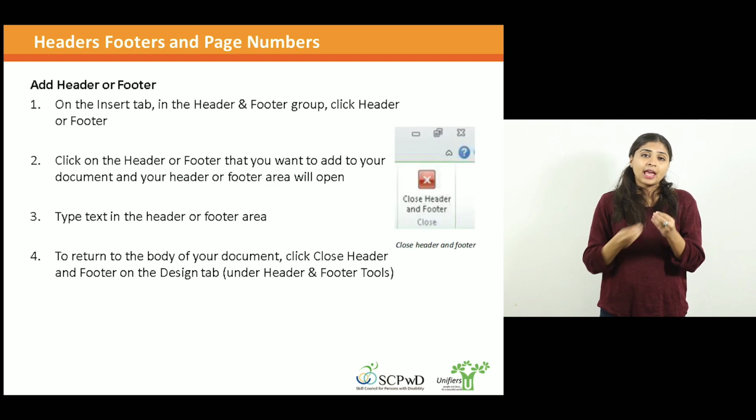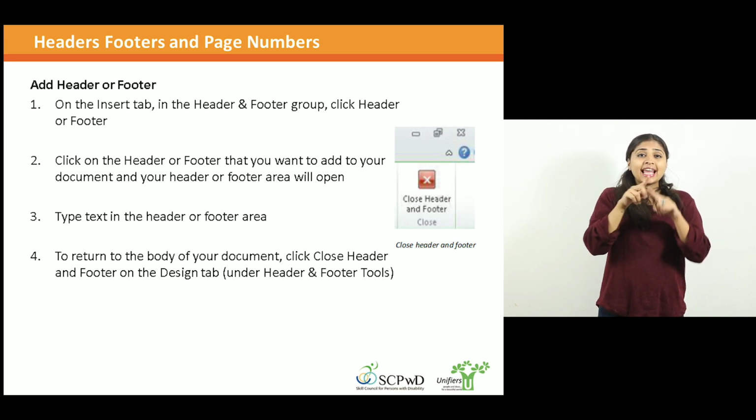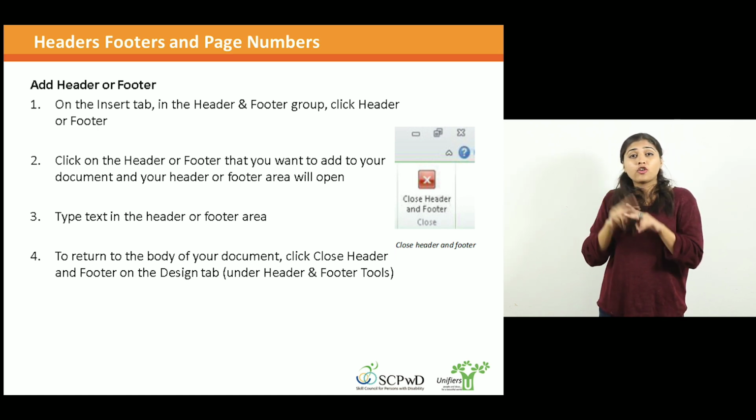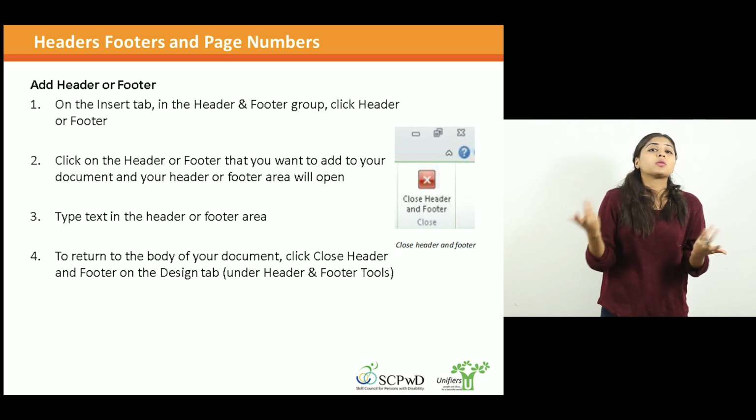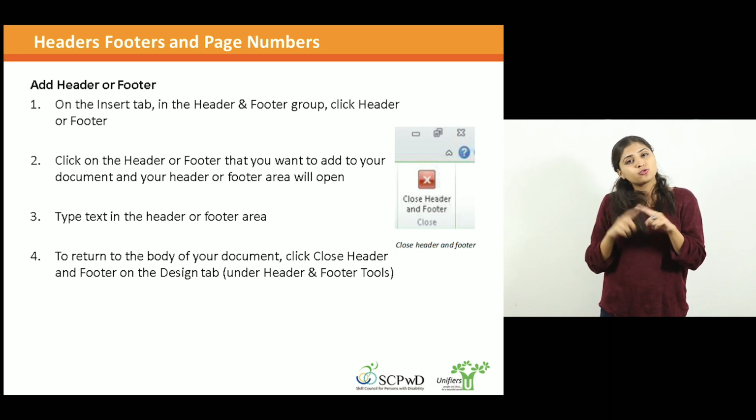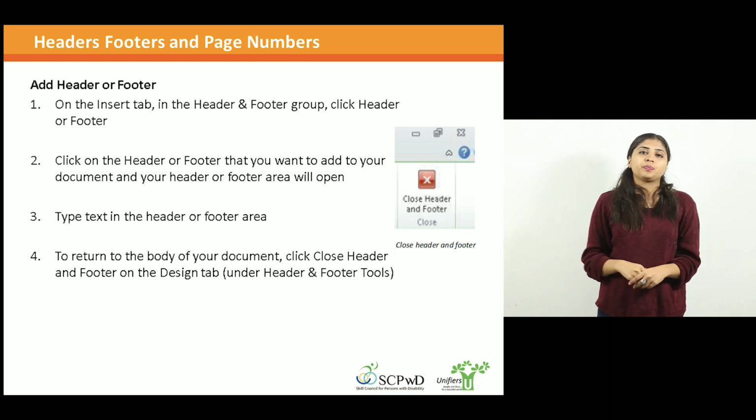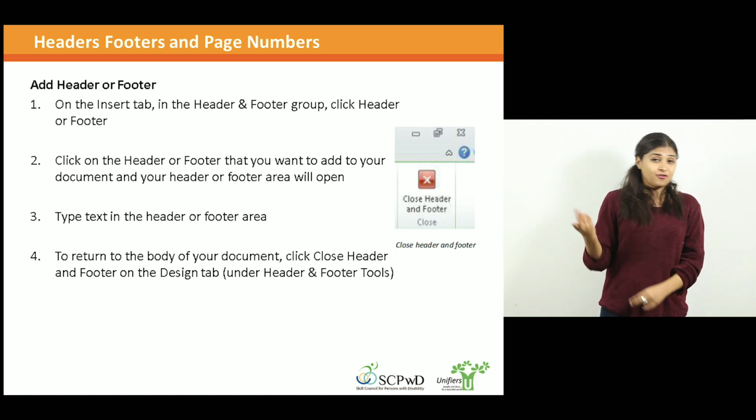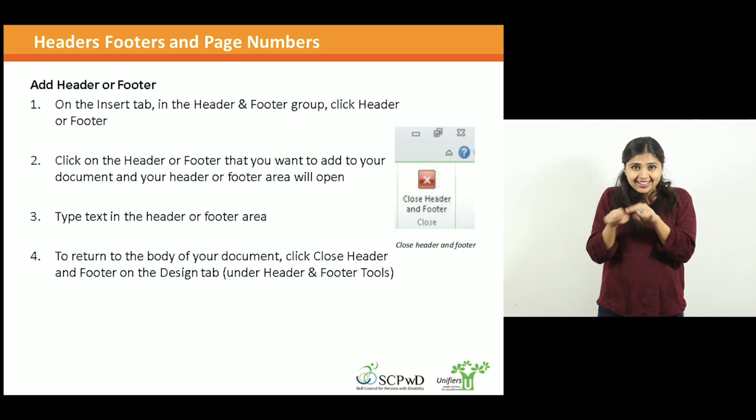Add a header or footer. On the Insert tab in the Header and Footer group, click Header or Footer. Click on the header or footer that you want to add in your document and your header or footer area will open. Type text in the header or footer area. To return to the body of the document, click Close Header and Footer on the Design tab under Header and Footer Tools.